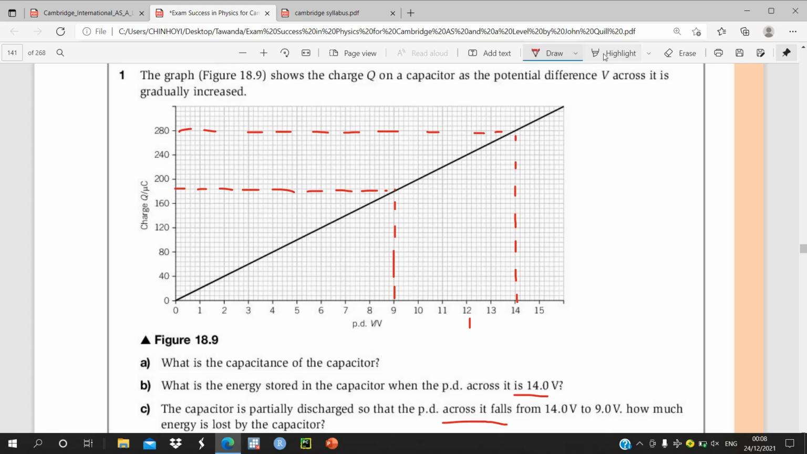So what will be our area here? This one will be our required area. That is the area of the trapezium.